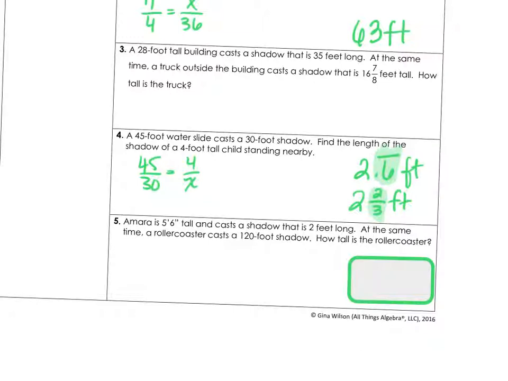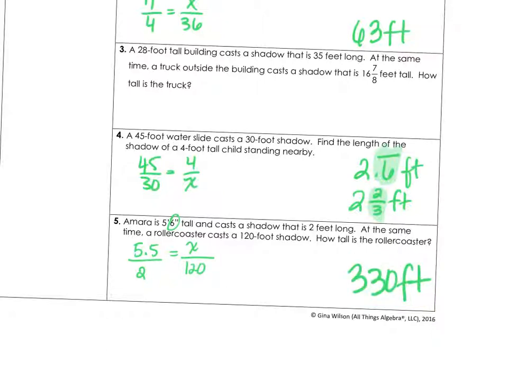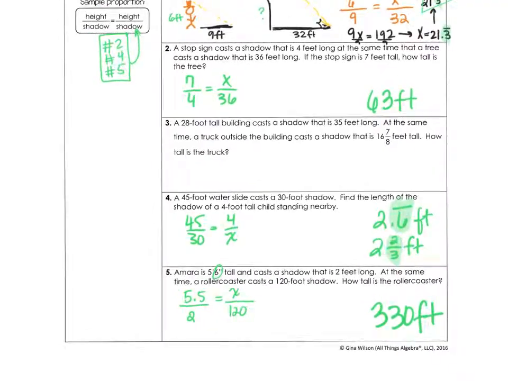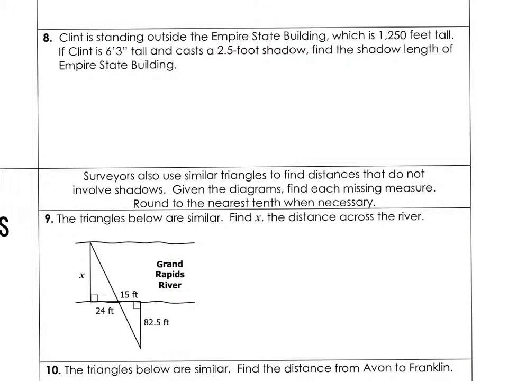2 2/3 feet for the shadow of the not 4-year-old, but 4 foot tall child. And Amara is 5 feet 6 inches tall. So she is 5.5 feet tall, because 6 inches is half a foot, with a 2 foot long shadow. At the same time, a roller coaster casts a 120 foot shadow. And how tall is that roller coaster? It is 330 feet. So let's take a look at example 9.